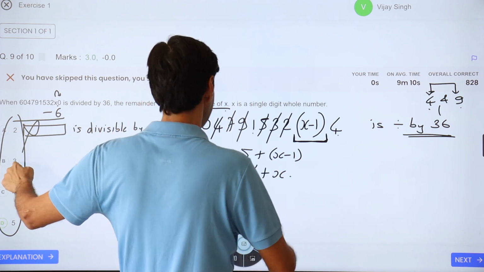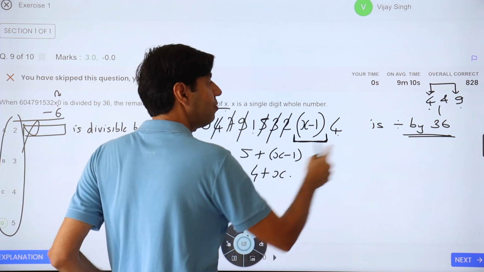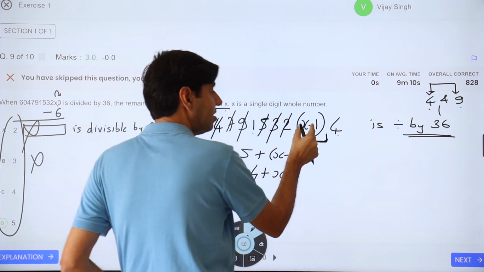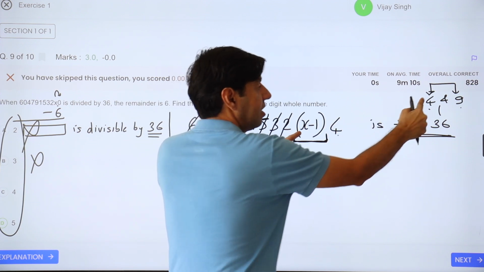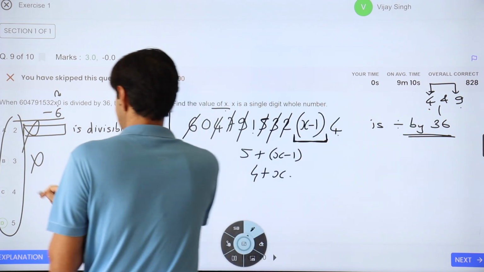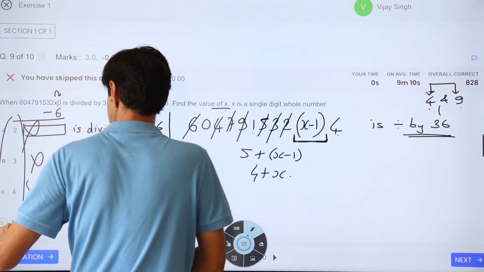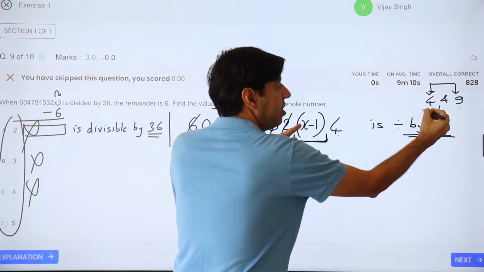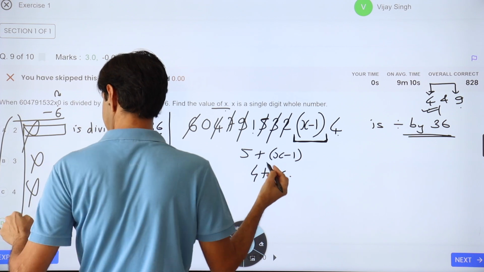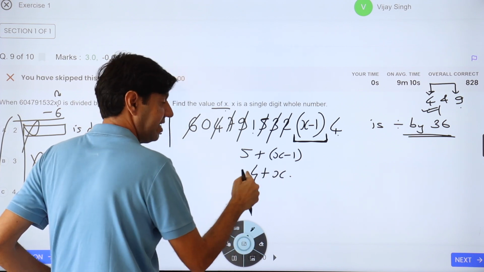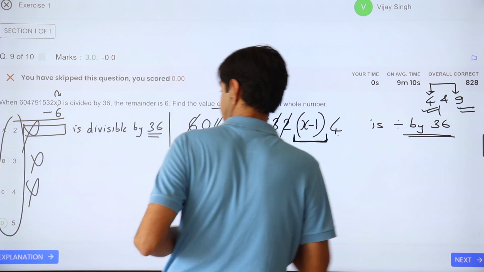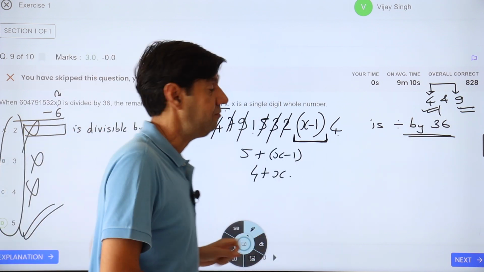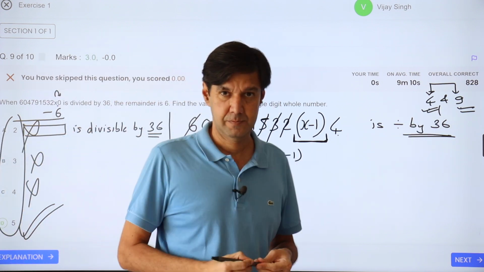So remember, what was x? 3. Now if we take 3 and 4, it is not divisible by 9. So this is not my answer. If you take 4, this becomes 34. 34 is not divisible by 4. This is also not my answer. Has to be this. If you take 5, this is 44. Is 44 divisible by 4? Yes. And if you take 5 plus 4, 9. Is it divisible by 9 also? Yes. So this has to be my answer. So this is one particular way where I use the options.